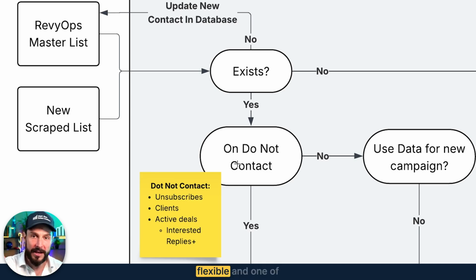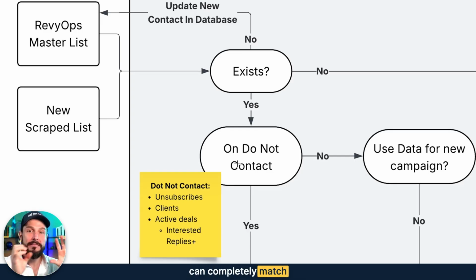This is completely flexible. And one of the beautiful things about RevyOps is it's a completely flexible schema. That means that every single field or column that you want to label can completely match whatever files you already have within Clay or within your CSV files or within your CRM. It's completely up to you and customizable to you. And the best part is every database we stand up, if you're an agency, is completely unique to the client's data that is going to be used. So let's go on here.